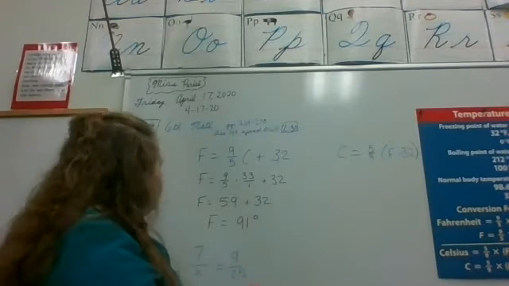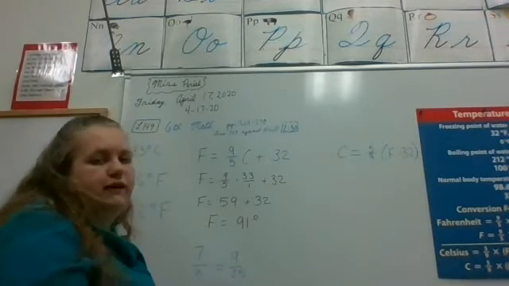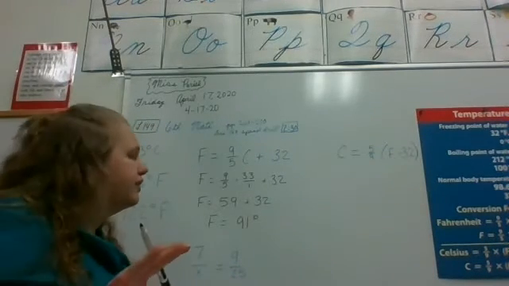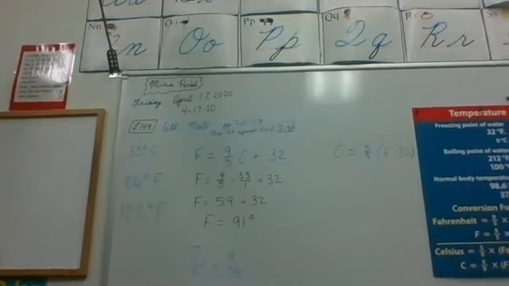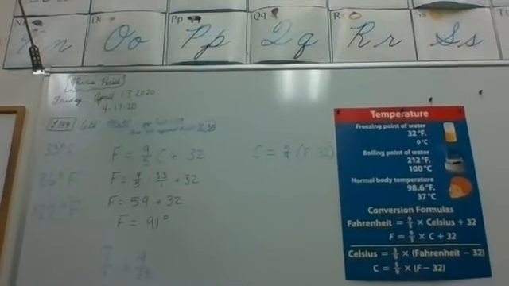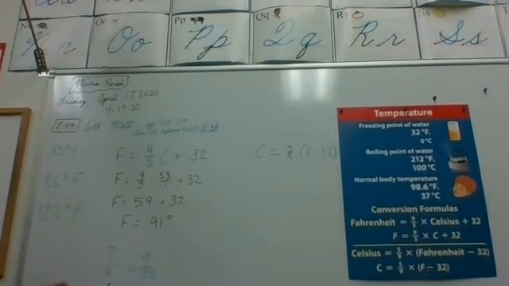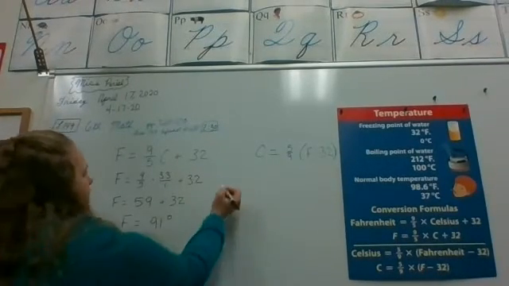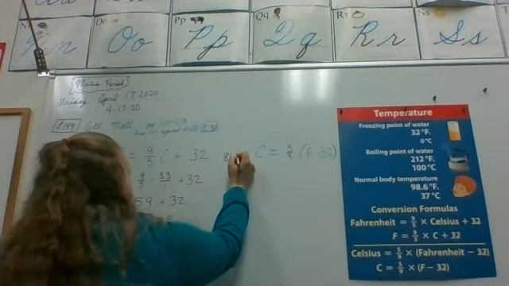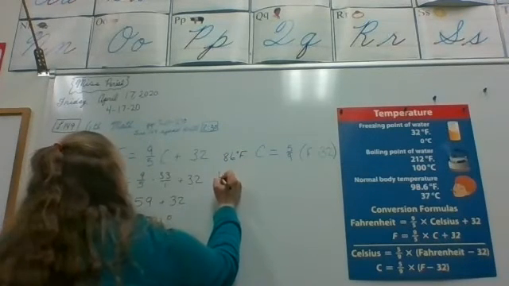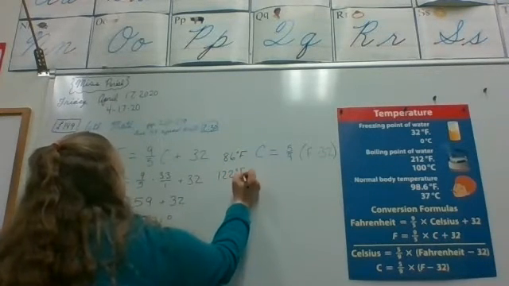And so what I'm going to do now is show you how to use the next formula. So I'm going to move this over so that you can see everything. Okay. And we're going to convert two of these. We're going to convert 86 degrees Fahrenheit and 122 degrees Fahrenheit, okay?